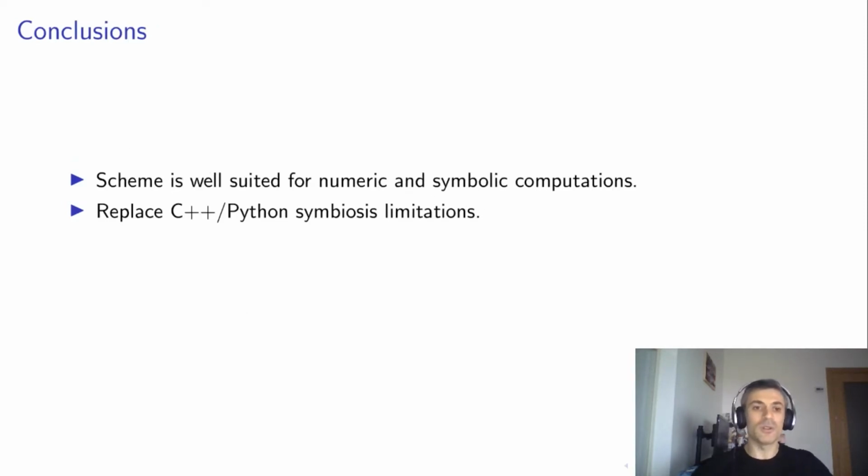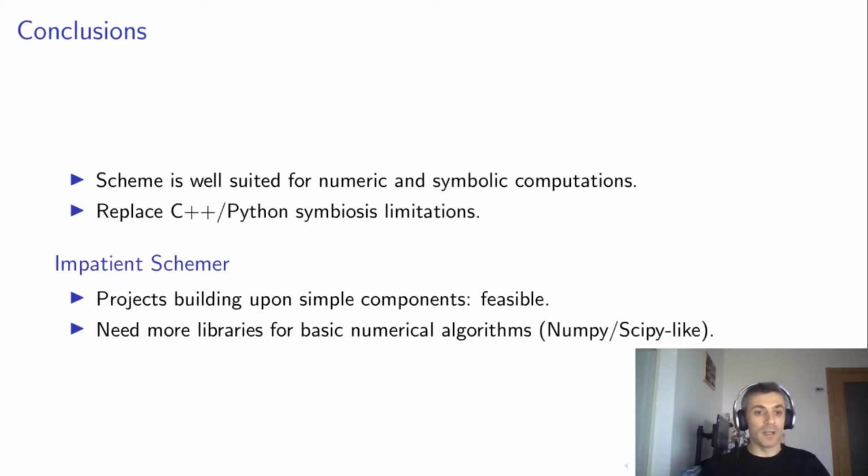So my conclusions are that Scheme is well suited for numerical and symbolic computations. It is a very interesting perspective to replace cumbersome practices that involve, for example, C++ core plus Python interfaces that come with their own limitations. And from the perspective of an impatient schemer, projects building upon simple components can already be tackled with existing Scheme systems.